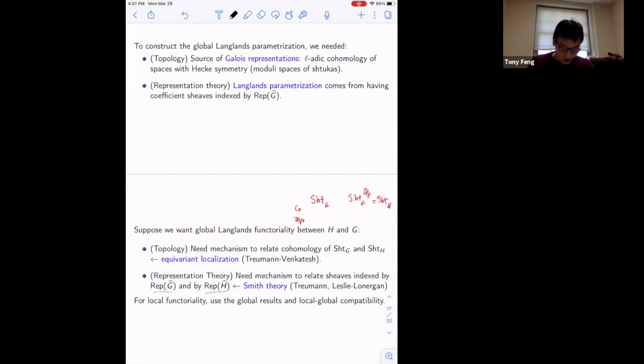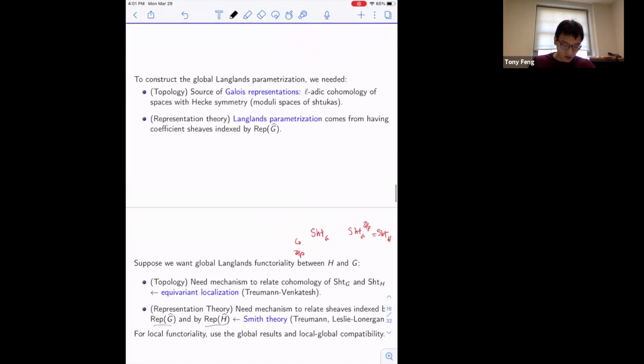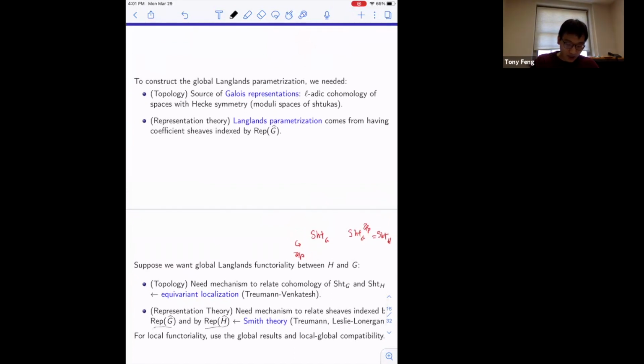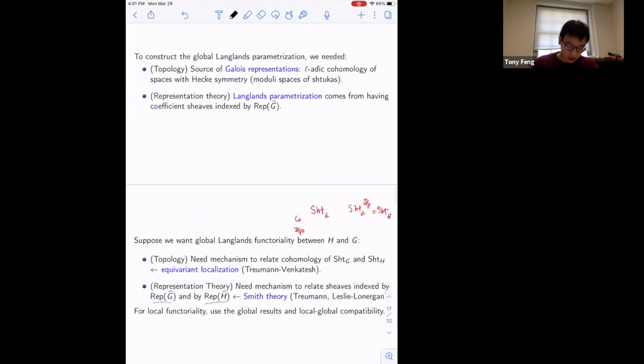Okay, so that was all the global situation. The local situation is yet another story, which I don't really have time to talk about. So let me just say that in order to extract the local Langlands parameterization, Genestier and Lafforgue pull it out of the local-global compatibility in the global picture. And for us, the issue of local functoriality will also be extracted from looking at global results and local-global compatibility. So that's just to say it's another story, but fundamentally it builds on the global stuff. And therefore, for time purposes, I'm going to restrict myself to discussing the global situation.